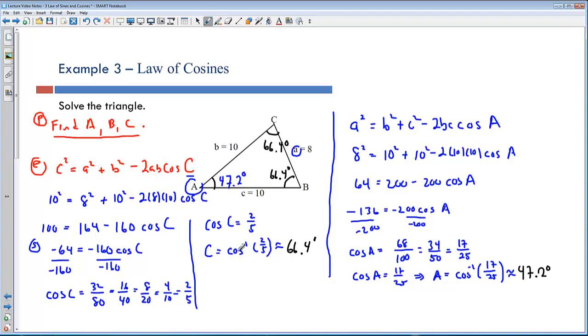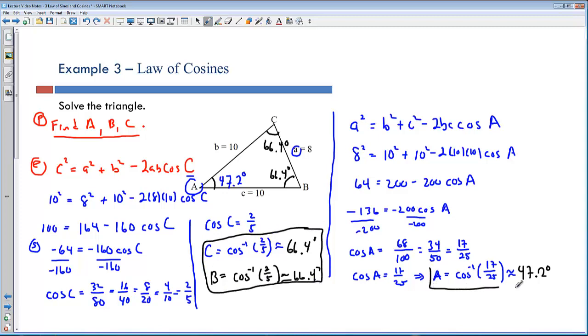Angle C is exactly cosine inverse of 2/5. Of course, angle B is exactly the same as angle C because this is an isosceles triangle. These two sides are exactly the same. So if you want to know exactly what angle B is, it would be cosine inverse of 2/5, which is approximately, again, 66.4 degrees. So we have our answers here for angle B, C, and finally for angle A.